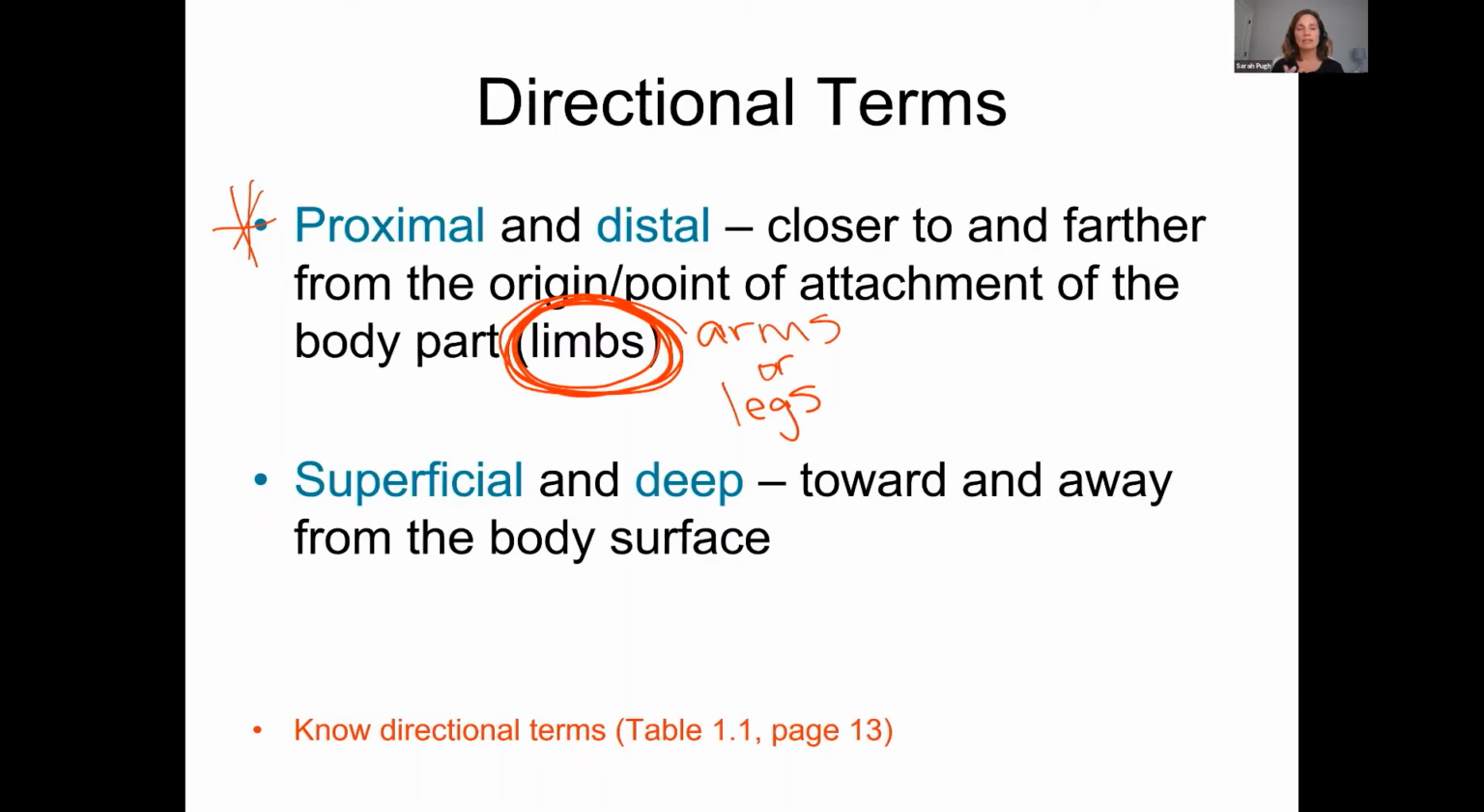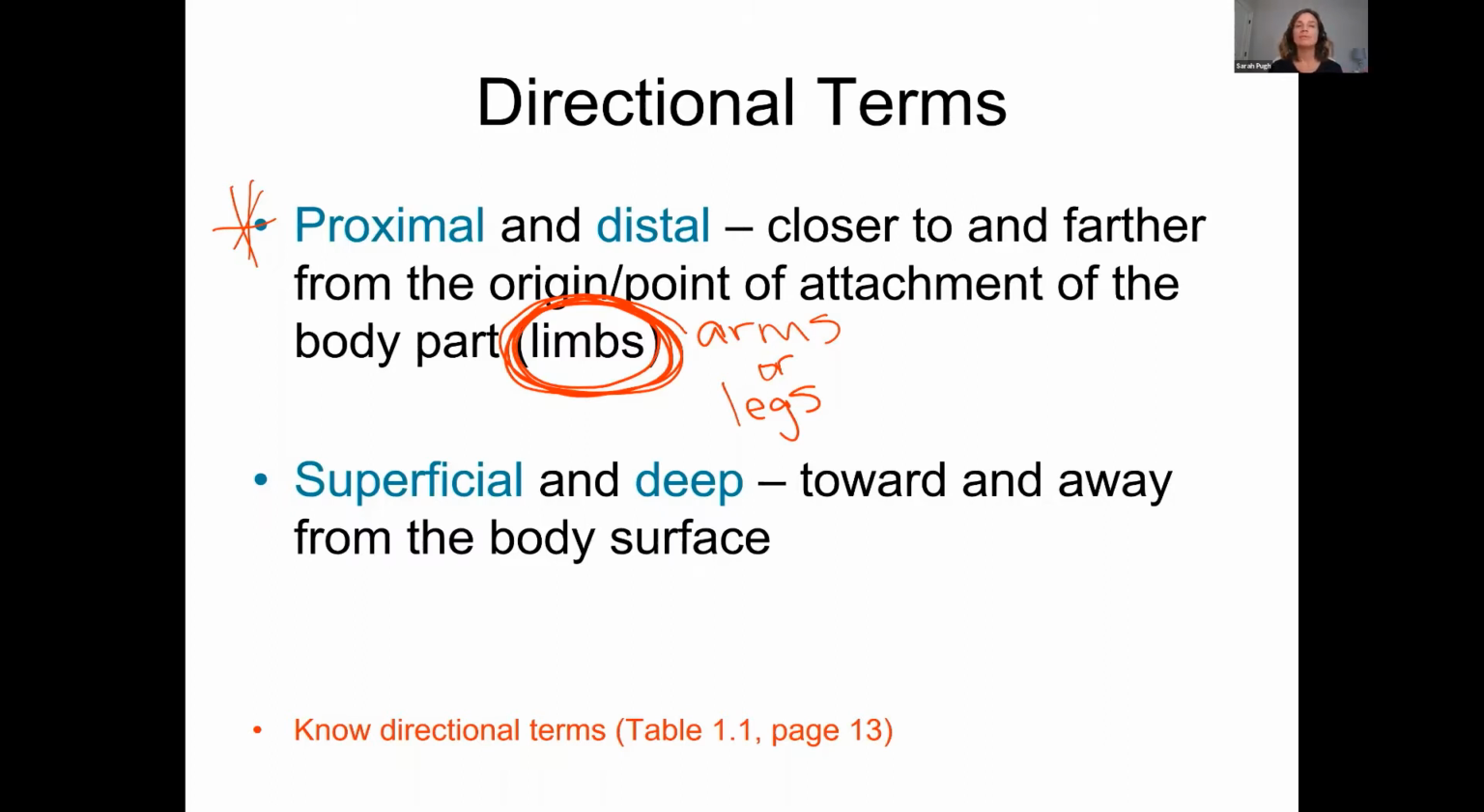And then the last directional terms are superficial and deep. And you, I'm sure, have heard these terms before. I always think of wounds when I think of superficial and deep, right? Like a superficial wound or a deep wound. So superficial just means that it's closer to the surface of the body, and deep means it's more internal, okay? So like a cat scratch would be a superficial wound, whereas a gunshot would be a deep wound, right?